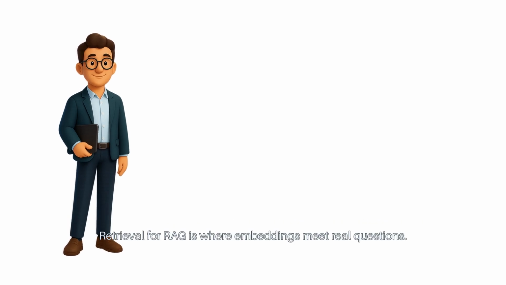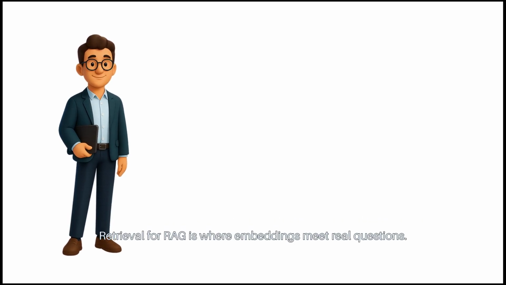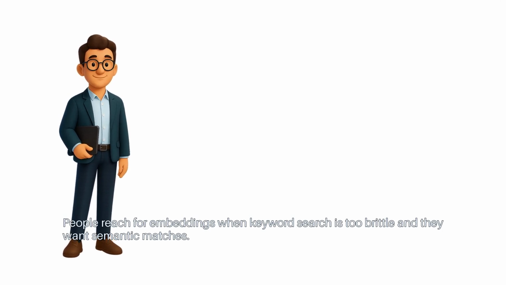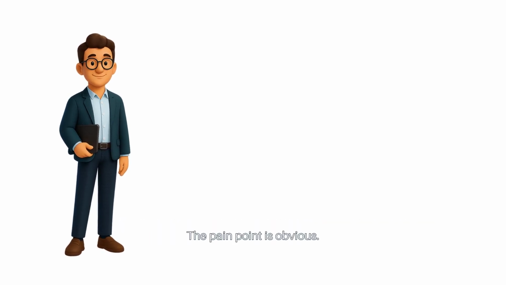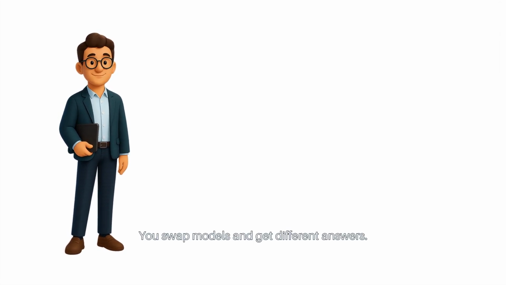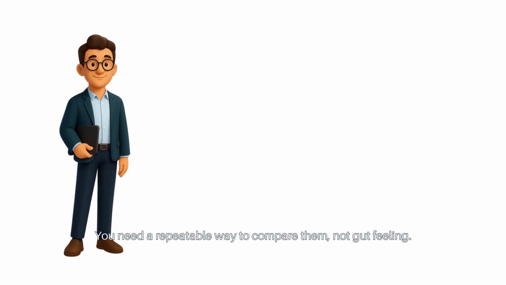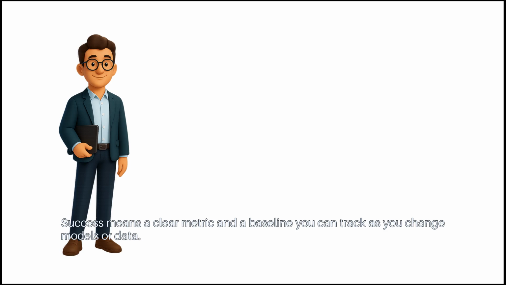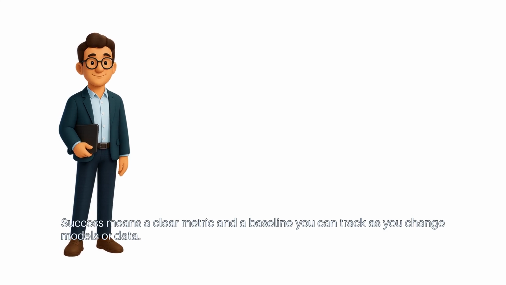Retrieval for RAG is where embeddings meet real questions. People reach for embeddings when keyword search is too brittle and they want semantic matches. The pain point is obvious. You swap models and get different answers. You need a repeatable way to compare them, not gut feeling. Success means a clear metric and a baseline you can track as you change models or data.